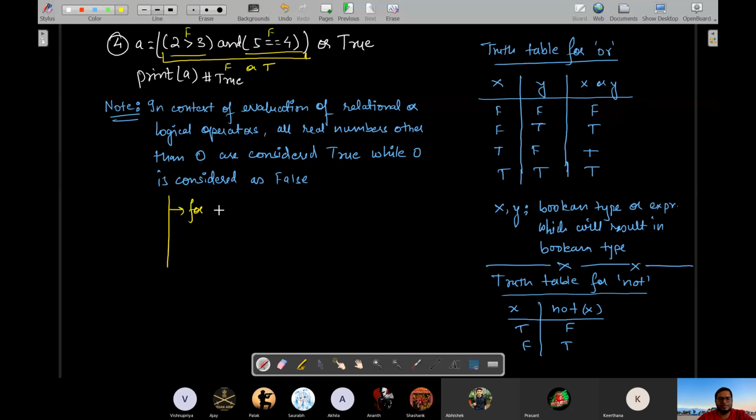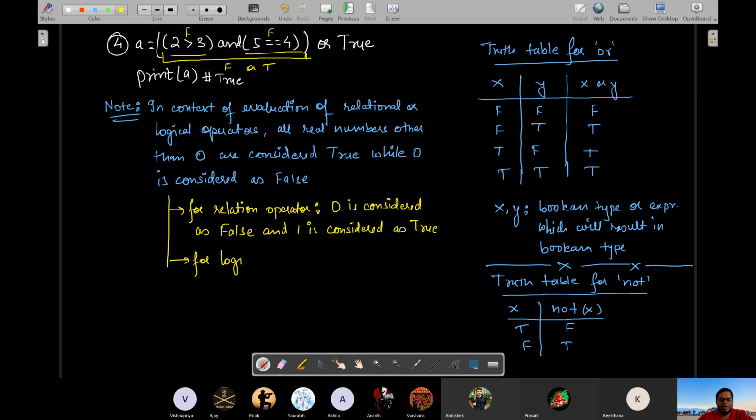For relational operators, zero is considered as false and 1 is considered as true.